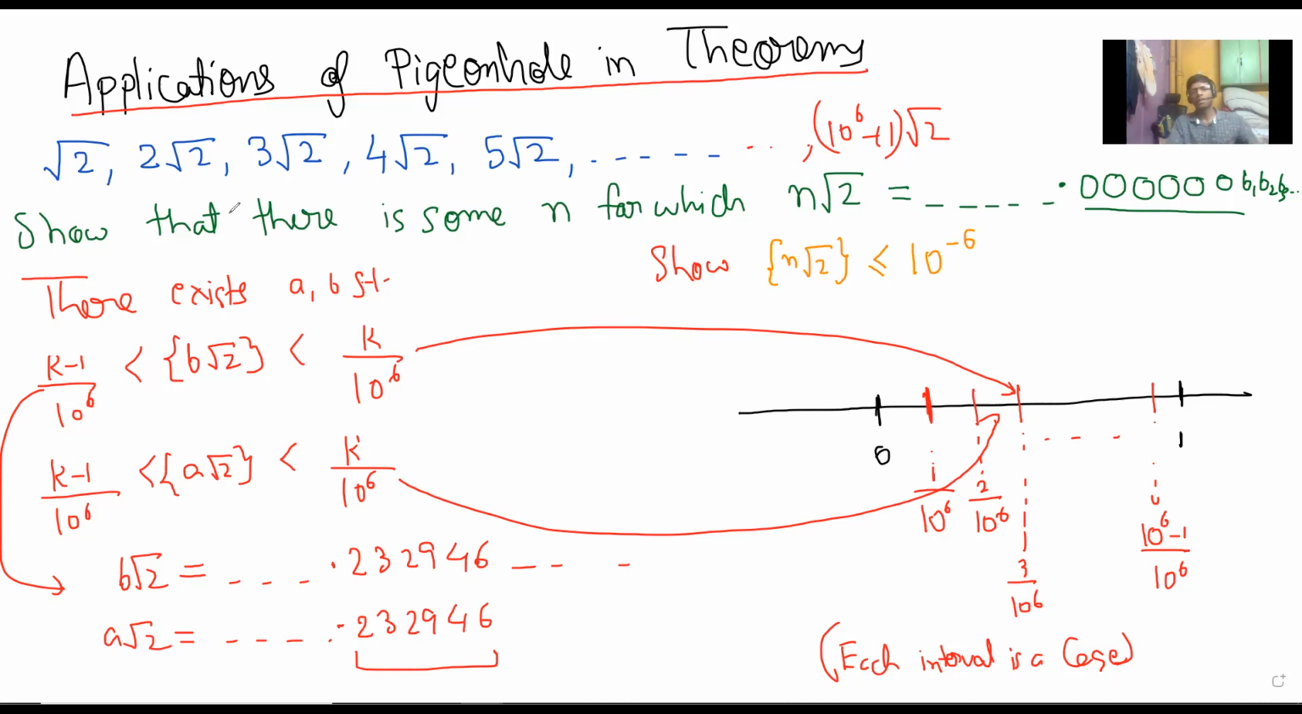You can say that I will take this list and look at the first two numbers. There will be infinitely many numbers whose first decimal place is the same, maybe 1 or 2, something like that. Among those, you pick infinitely many whose second decimal place is the same. And then among those, infinitely many whose third decimal place is the same. In this way, you will get two of them whose first 6 decimal places are the same. That's another way to think about it.